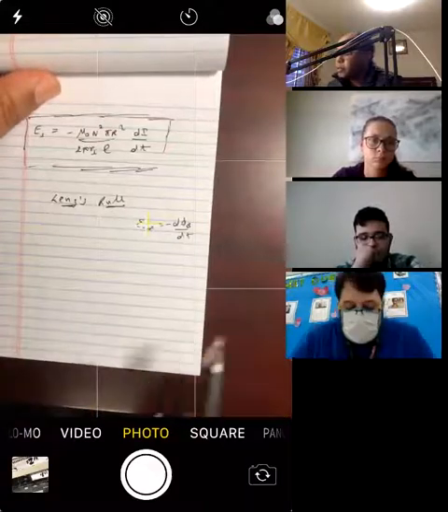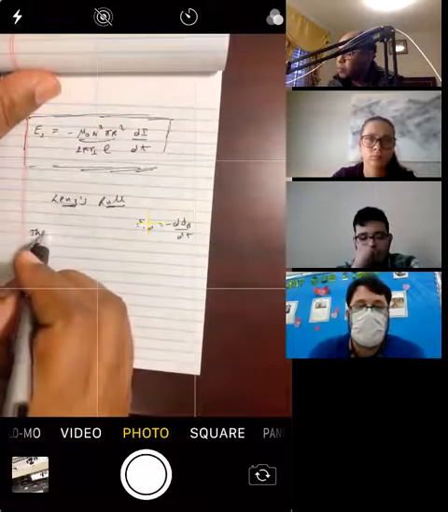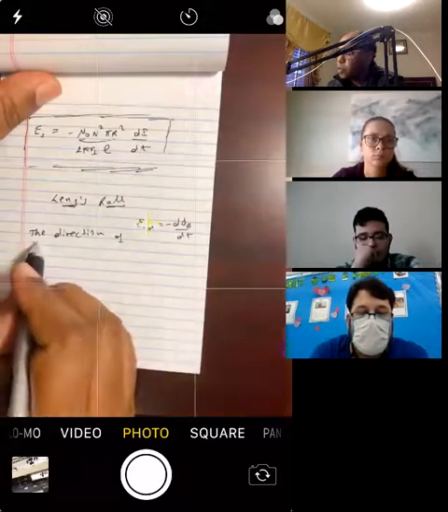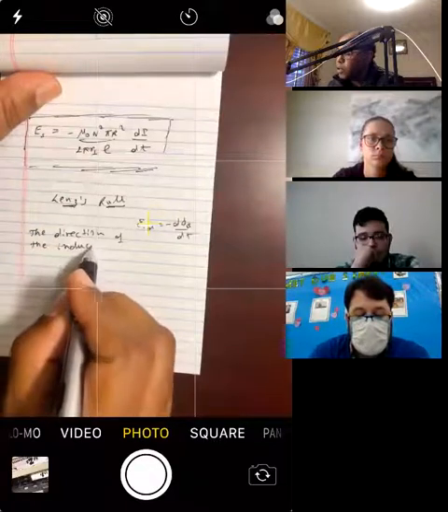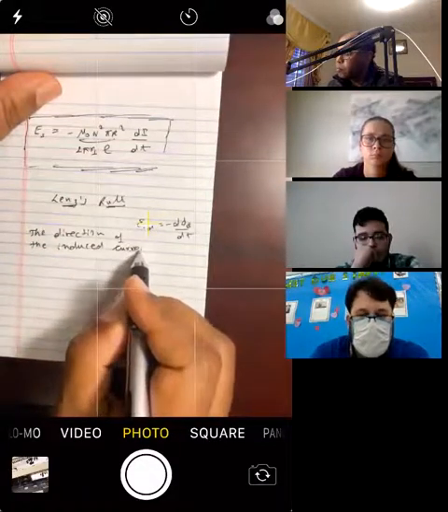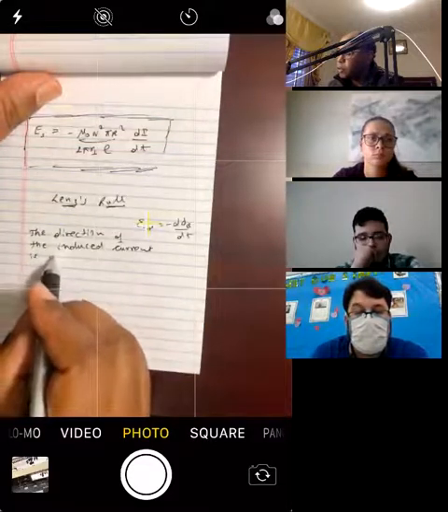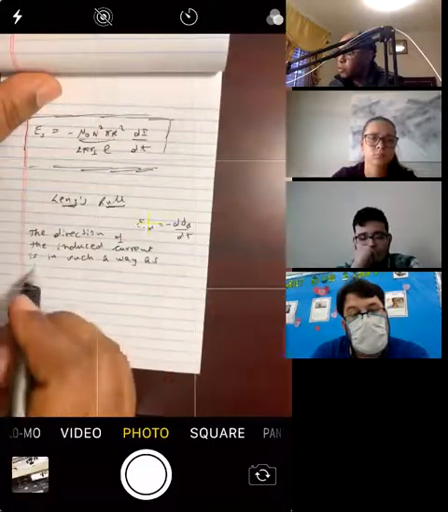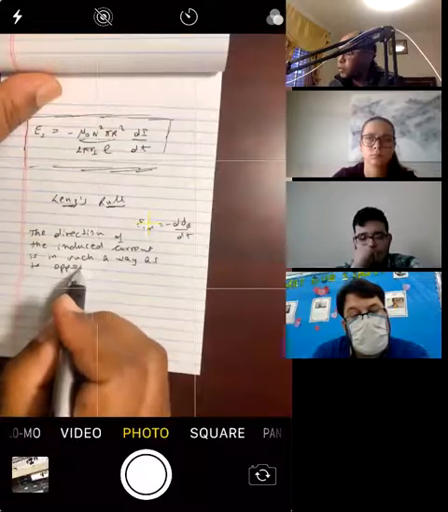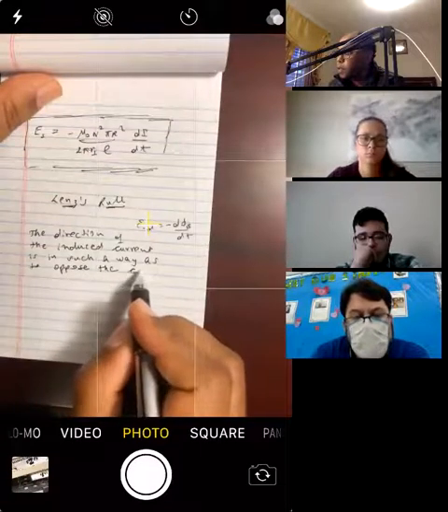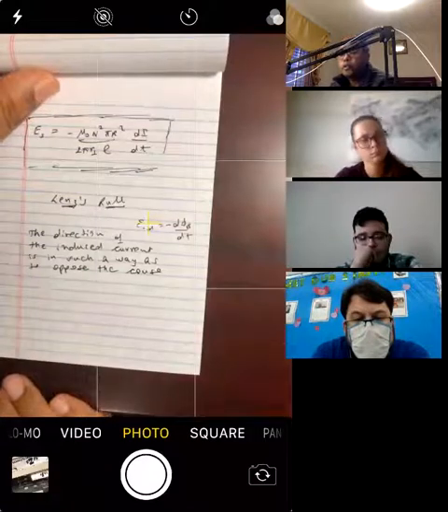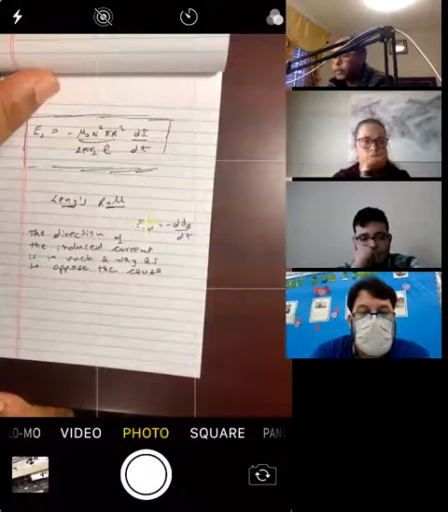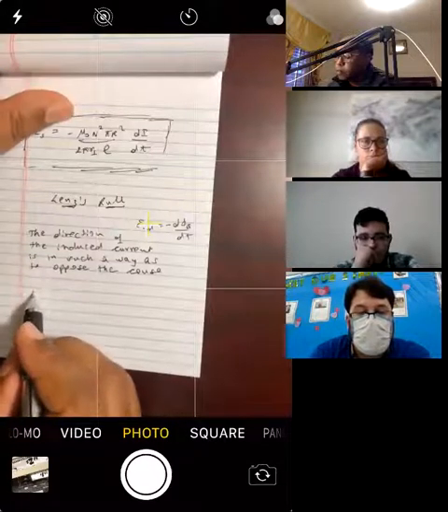Okay, so let's state it. This says the direction of the induced current is in such a way as to oppose the cause. So this rule helps you to determine the direction of the induced current qualitatively. We're just going to demonstrate by using some examples. All right, so let's start with the following example.